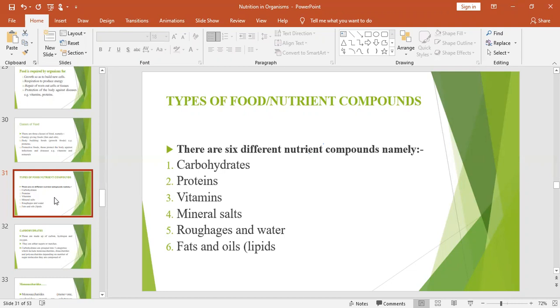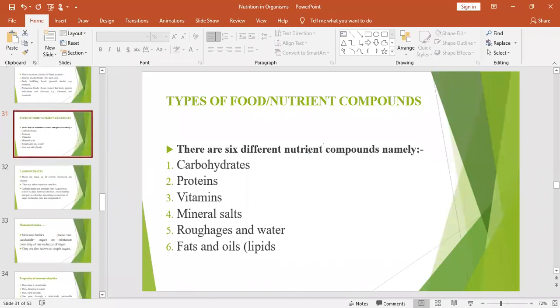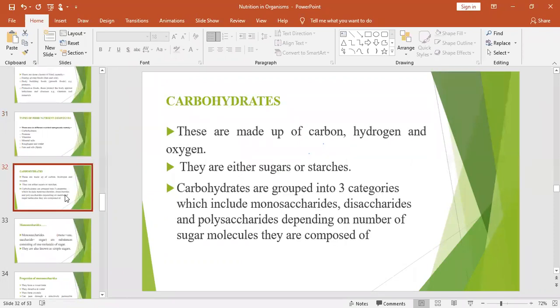We have water, which is very essential. In fact, all body processes take place in the presence of water. Then we have fats and oils. Collectively, we call them lipids. So whether it is a fat or an oil, we call them lipids. So we are going to look at each of these types of food nutrients. One of them I talked about is carbohydrates.